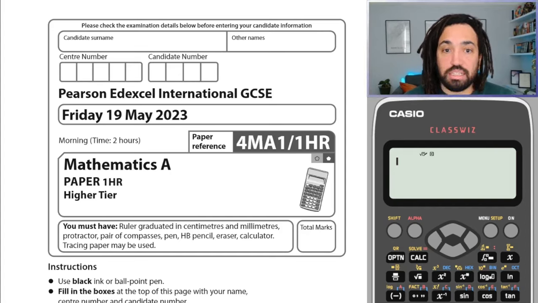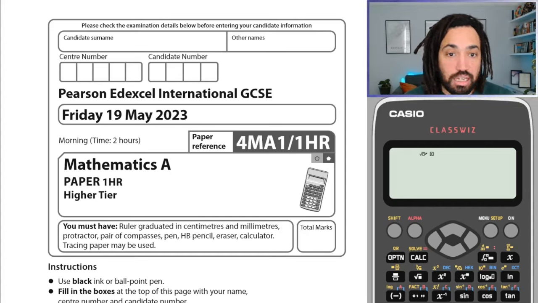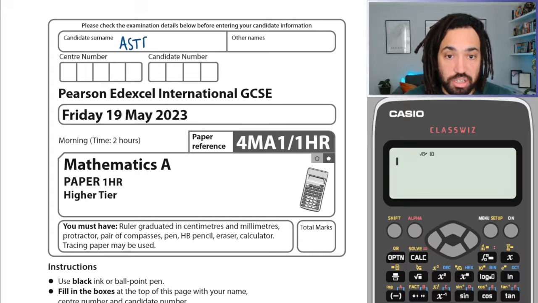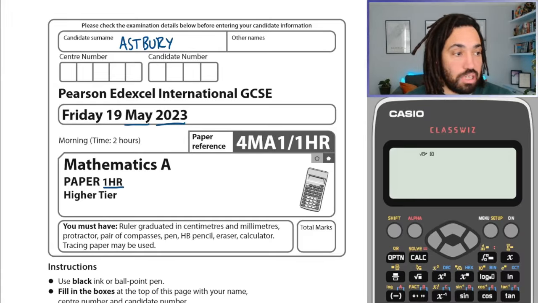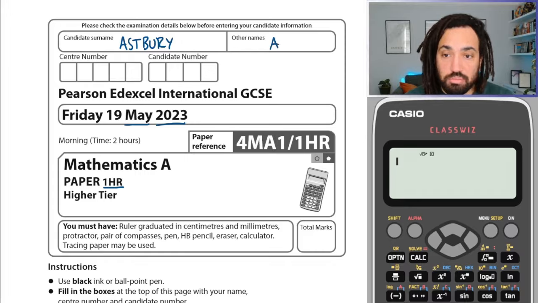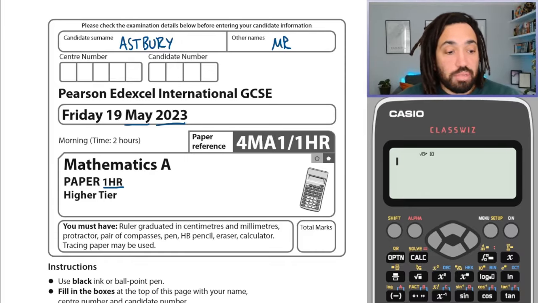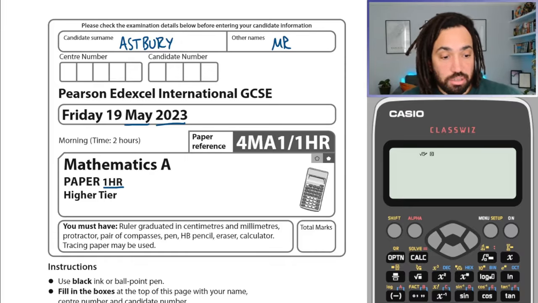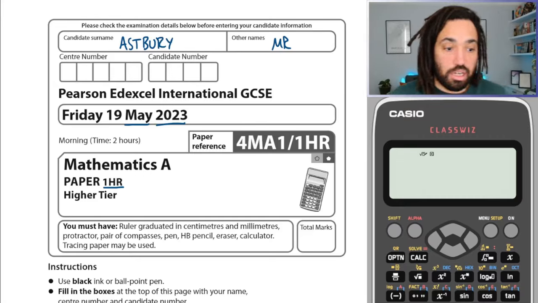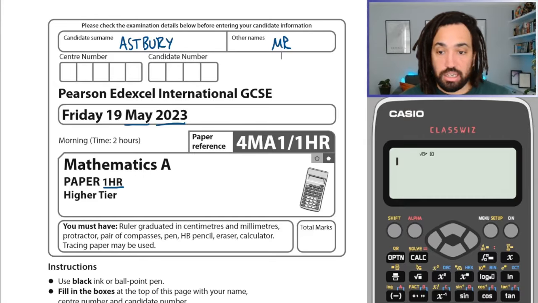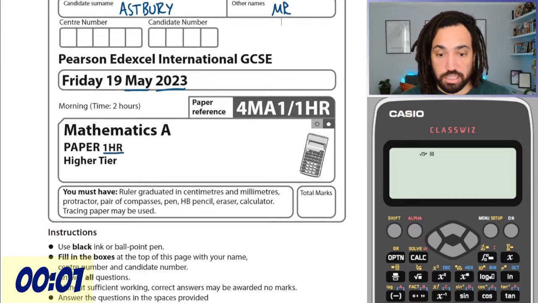Okay, I'm back, and let's do it. So this is the paper. This is summer 2023. It was the regional paper, and it was paper one, so 1HR. And there we go, Mr. Asprey. Okay, so good luck. Hopefully, do it in 35 minutes. Let's go.